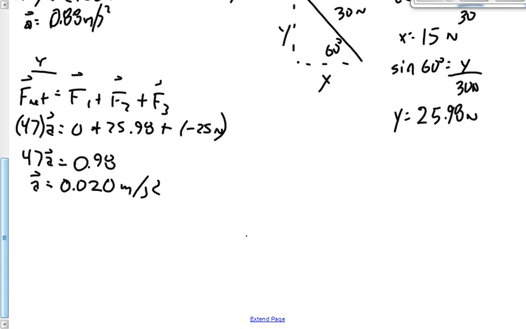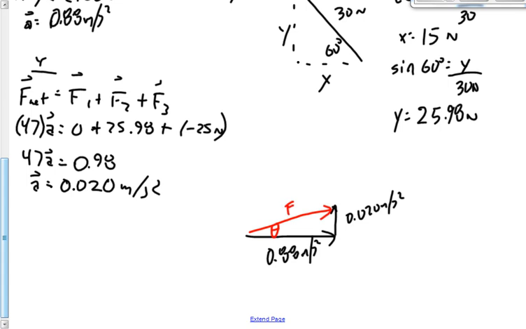0.88 to the right, doesn't matter that it's acceleration vectors. Could be velocity, could be displacement, could be force. 0.020 meters per second squared upward. The resultant vector that goes from start to finish is right there.